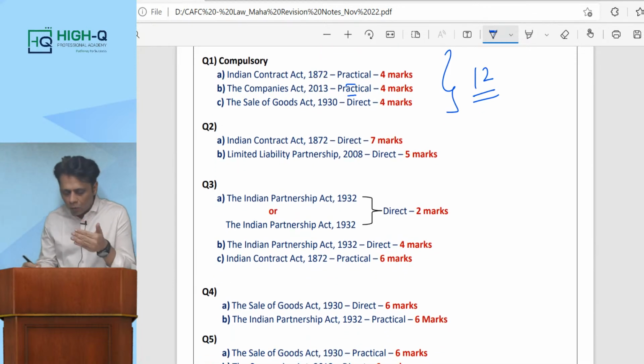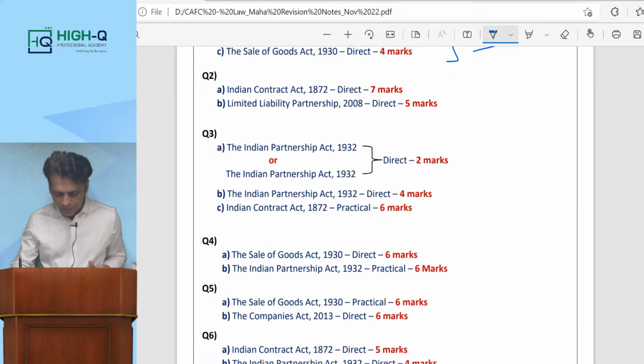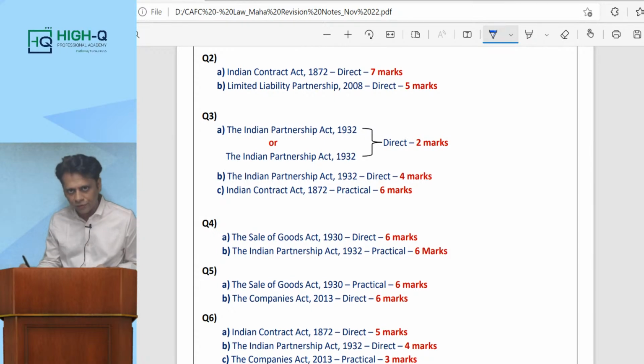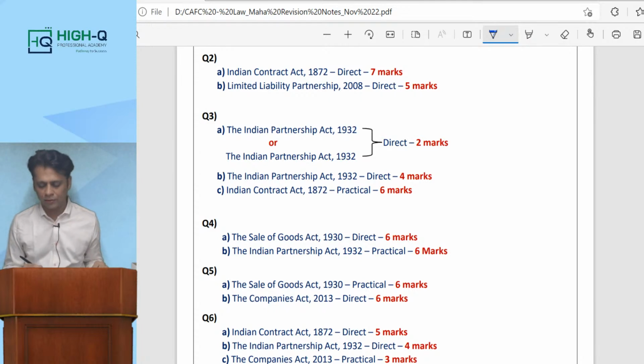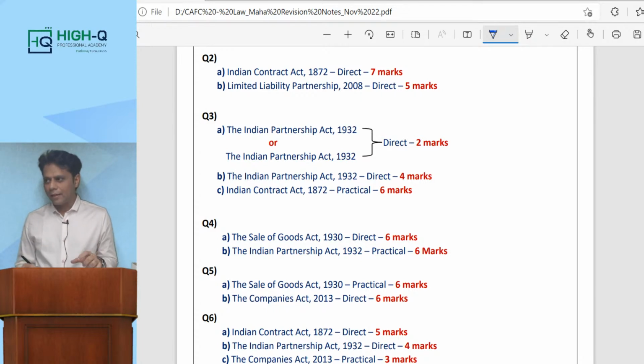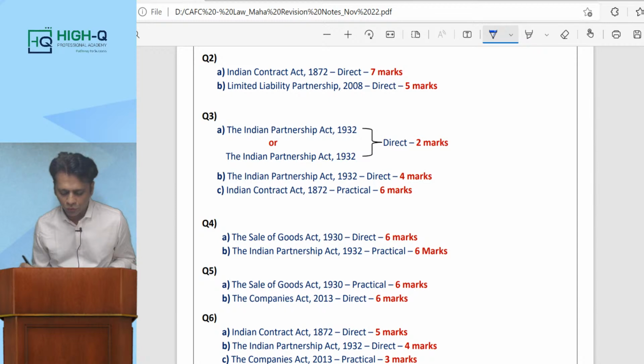Next chapter, last year's paper, that is the compulsory question. Indian Contract Act, that is a weightage of this question number 9.